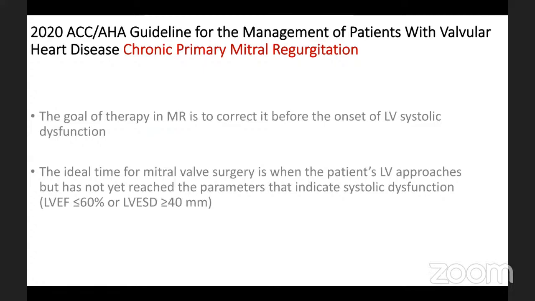For chronic primary mitral regurg, the goal of therapy is to correct it before the onset of LV systolic dysfunction. The ideal time for mitral valve surgery is when the patient's LV approaches, but has not yet reached, the parameters that indicate systolic dysfunction, which are left ventricular ejection fraction less than or equal to 60%, or left ventricular end-systolic dimension more than or equal to 40 millimeter.